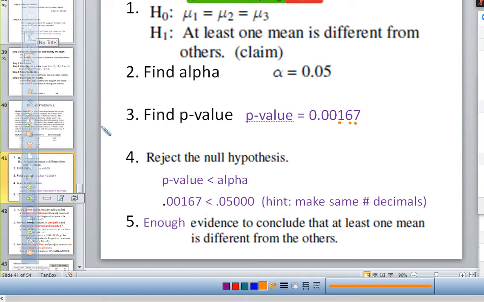Okay, you could have said enough evidence to reject the claim that the means are the same, or you could have said enough evidence to support the claim that one mean differs. Those are all good. Question, go ahead.